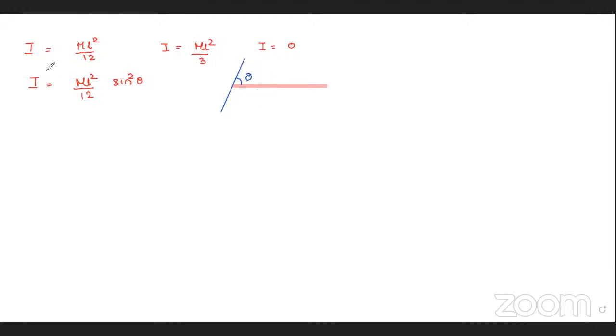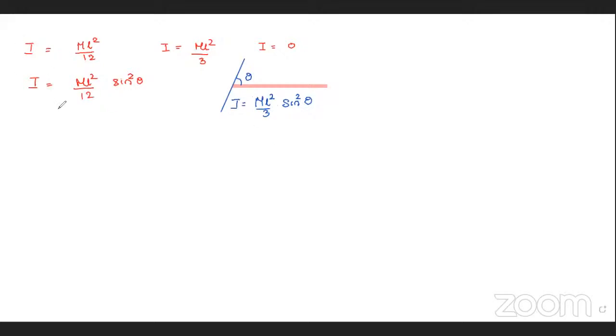Passing through the center, you know. Passing through one end, I am asking. Yes, you are 100% correct. Passing through one end is ml square by 3. If it makes some angle, we got some logic here. That is sine square theta. Yes, ml square by 3 sine square theta. This is the moment of inertia passing through one end and making an angle theta.